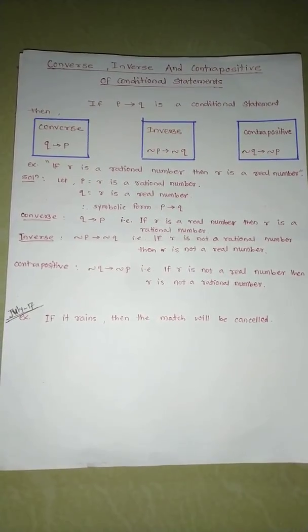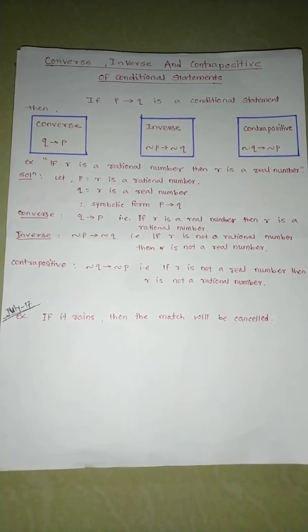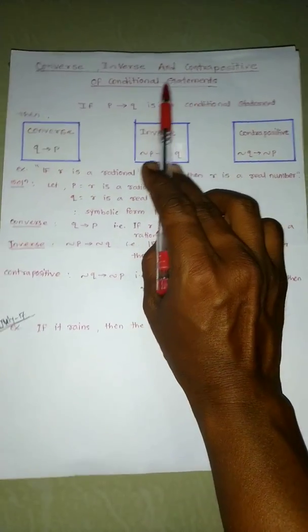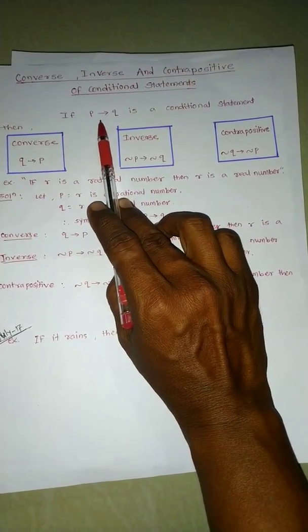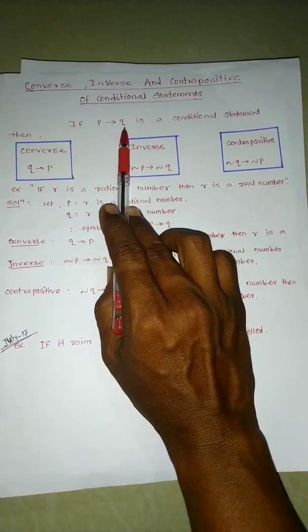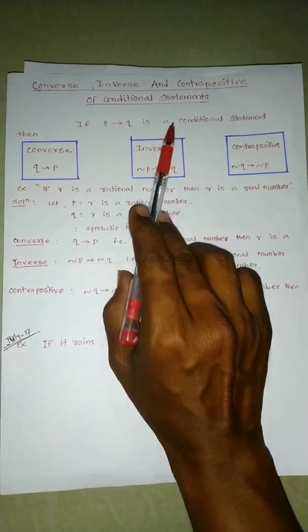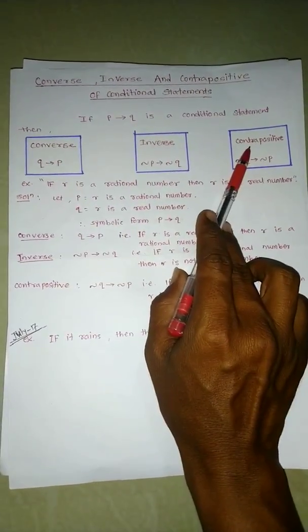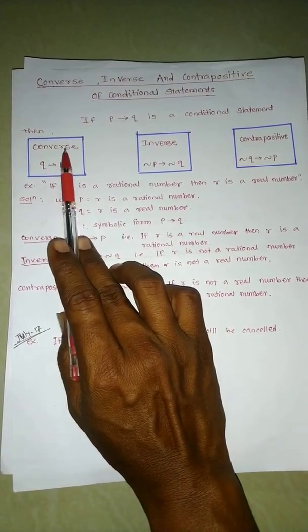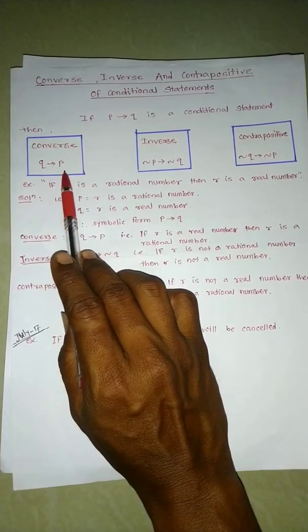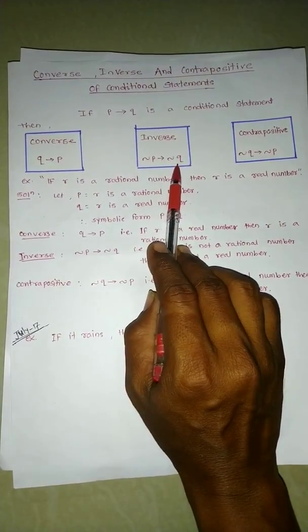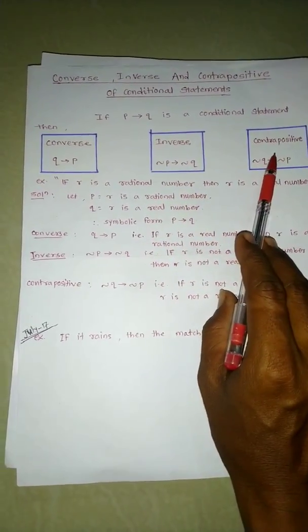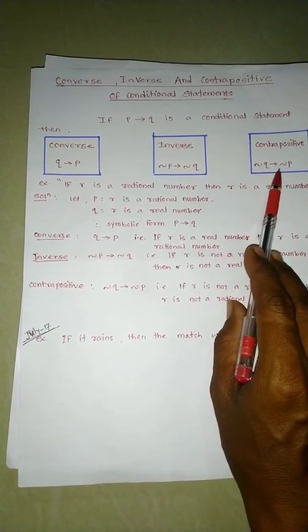Today we will look at a very important topic in mathematical logic: the converse, inverse and contrapositive of conditional statements. Conditional means implication. If P implies Q is a conditional statement, then how do we find the converse, inverse and contrapositive? They have formulas. The formula for converse is Q implies P. The formula for inverse is negation of P implies negation of Q. And the formula for contrapositive is negation of Q implies negation of P.